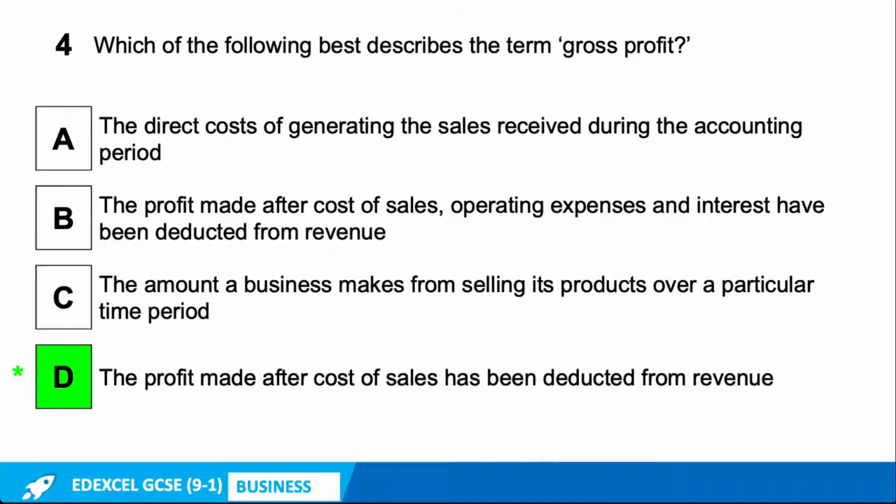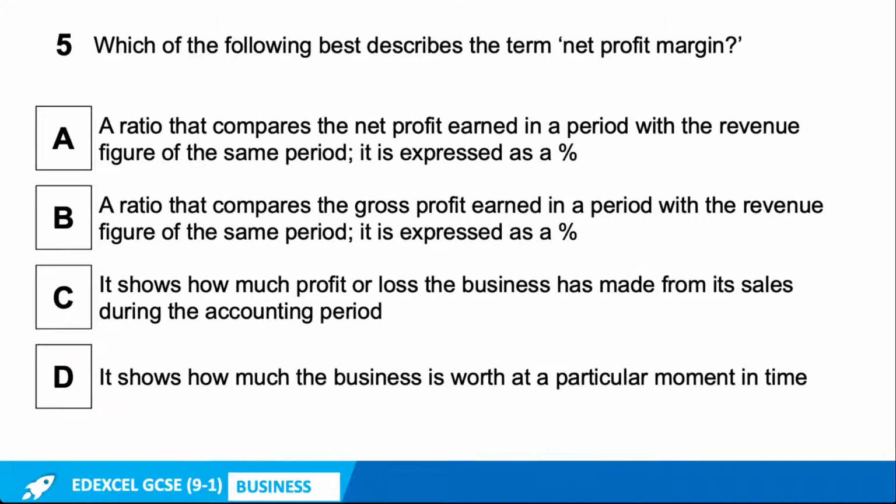So D is gross profit. Gross profit is sales revenue minus cost of sales. Cost of sales, direct costs or production costs. So gross profit is revenue minus cost of sales. The operating costs can then be deducted to get operating profit, and then we can deduct interest to get net profit for the year. Let's look at question 5.